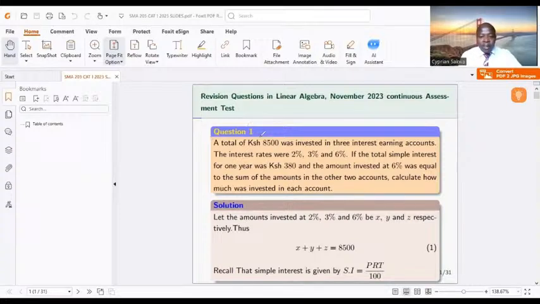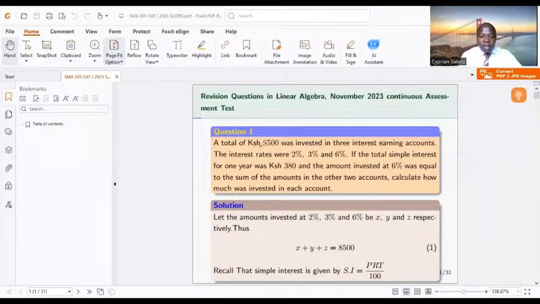So for this particular question, we come up with equations, which we then solve using any of the methods we know, either by Gaussian elimination or Gauss-Jordan, or even by Cramer's rule. So it's you to choose the method you want, but first of all, coming up with equations. So let's see how to come up with equations.